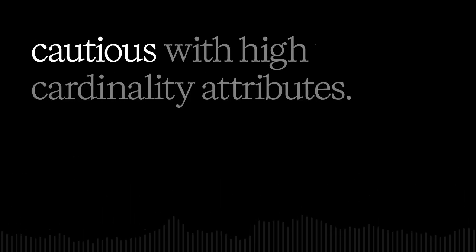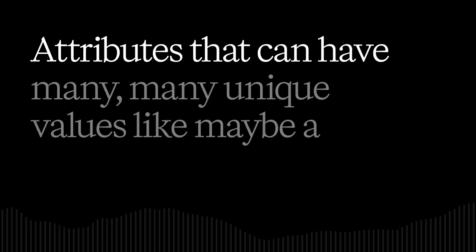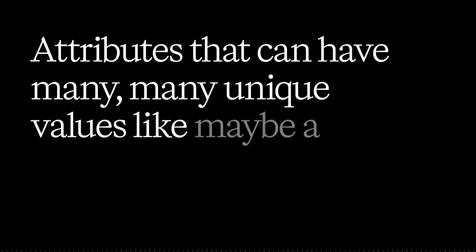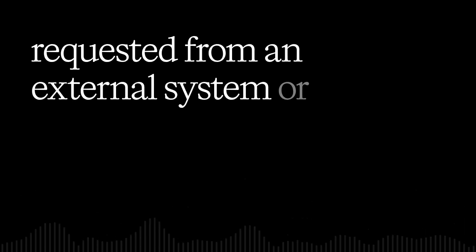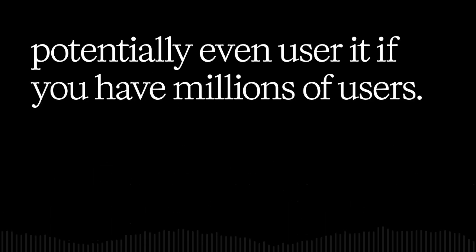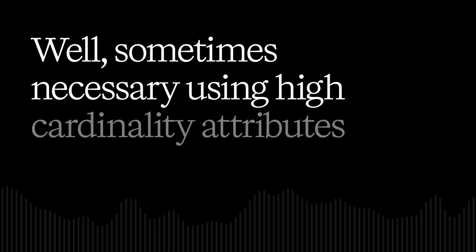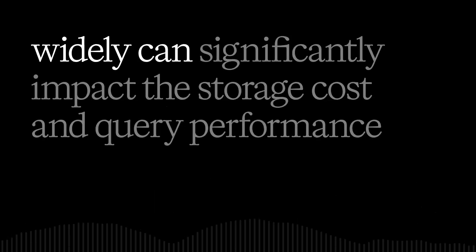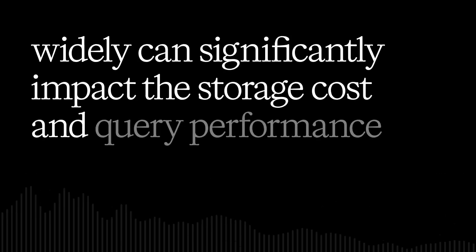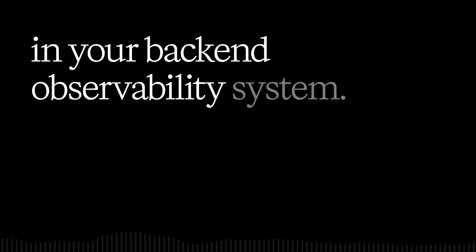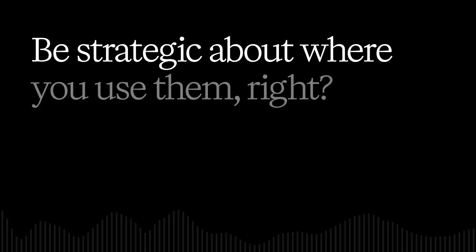And be very cautious with high cardinality attributes, attributes that can have many, many unique values, like maybe a request ID from an external system, or potentially even user ID if you have millions of users. While sometimes necessary, using high cardinality attributes widely can significantly impact the storage cost and query performance in your backend observability system. Be strategic about where you use them.